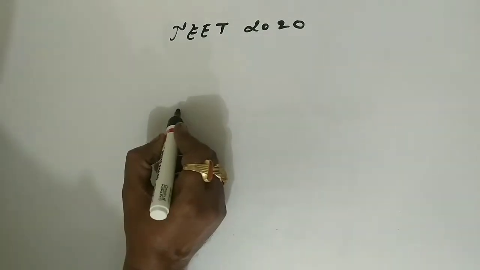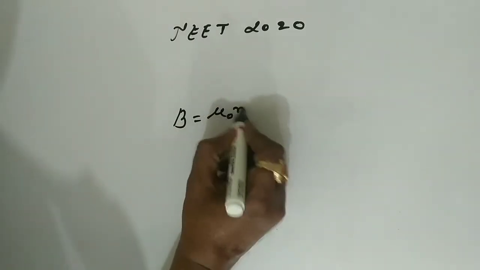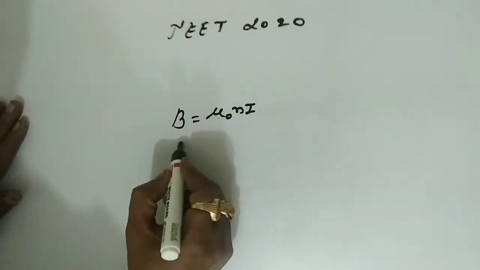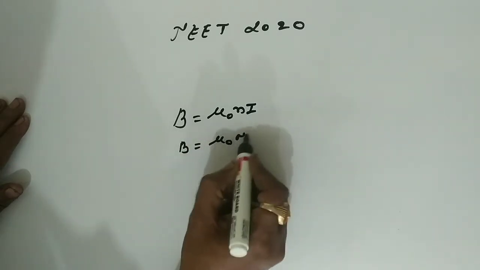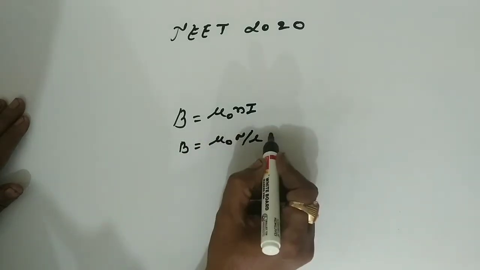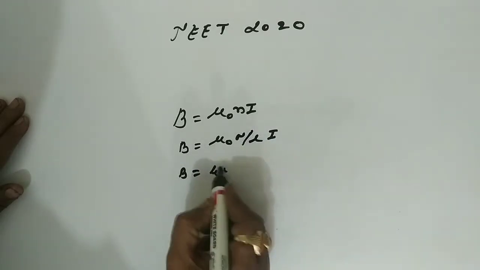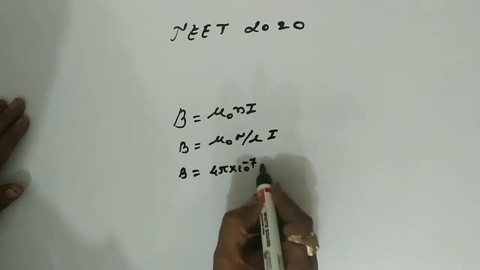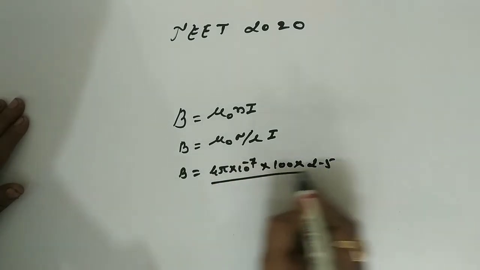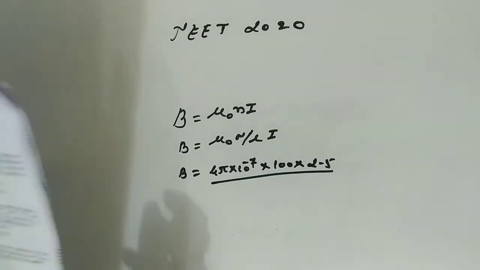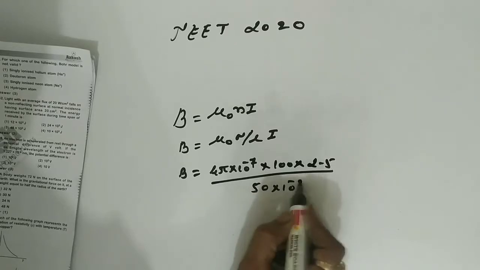The magnetic field at the center of the solenoid is B equals mu naught N i. What is that N? Mu naught, number of turns per unit length, into I. So I substitute the value. Mu naught 4 pi into 10 to the power of minus 7, number of turns 100, current 2.5 ampere, divided by length. How much? 50 centimeters. 50 centimeters means 50 into 10 to the power of minus 2.